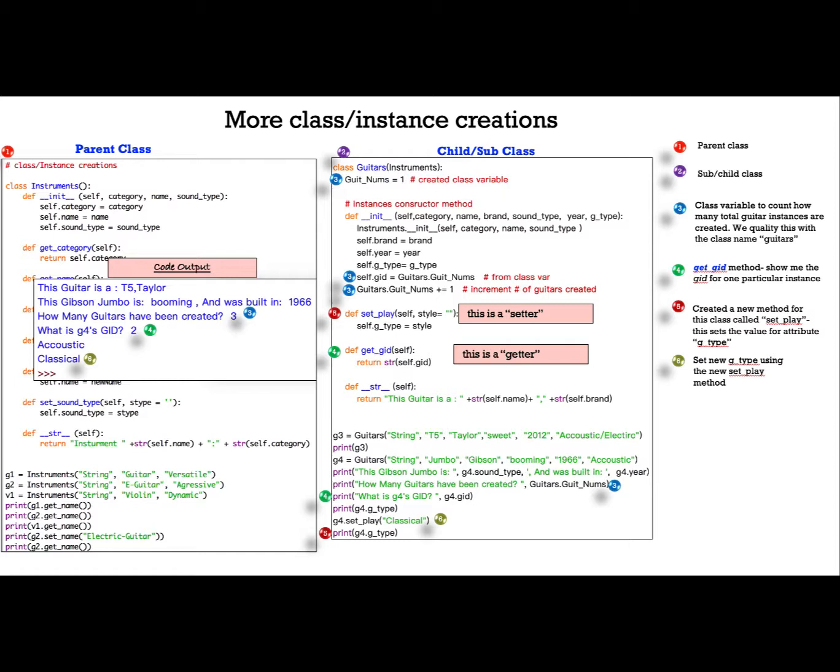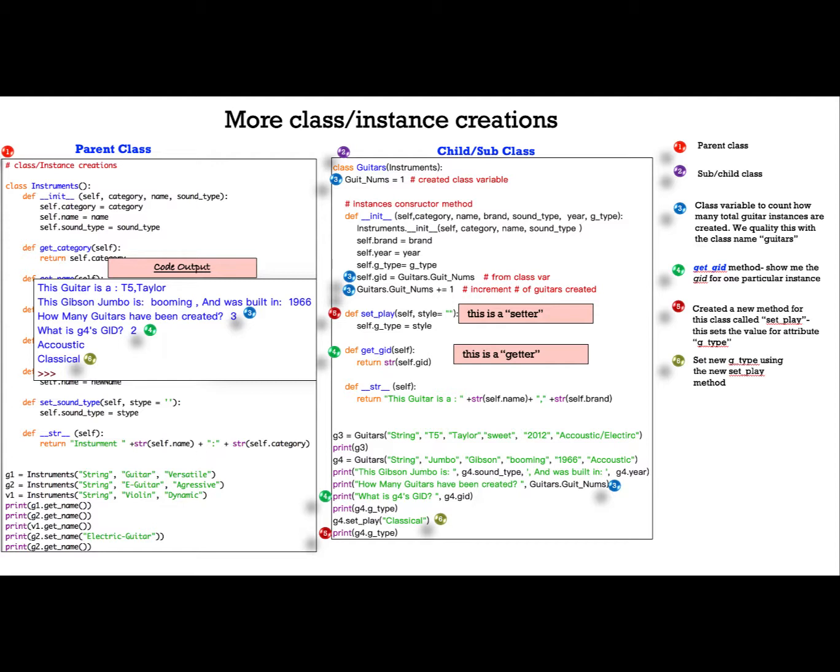Okay, so here is our subclass Guitars. And you see it inherits here from the parent class Instruments. We set up get_nums as a class variable to count how many total guitars get created through this class. And of course, here we have our instance constructor method with our double underscore init, and it takes in self, category, name, brand, sound type, year, and g_type.